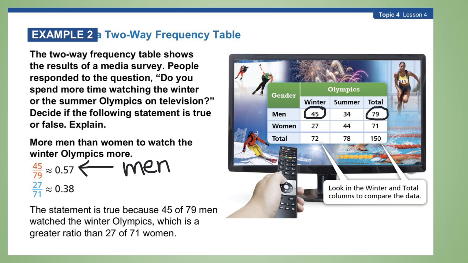All right, let's do the same thing with the women. It looks like 27 women out of 71 total women watch the Winter Olympics. That comes out to be about 38%. So we're going to say the statement is true because 57% is more than 38%. Notice I took my part out of my total to find my percent.